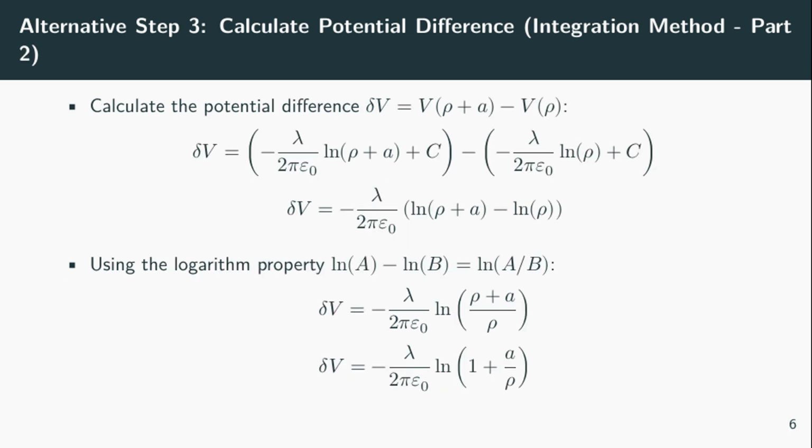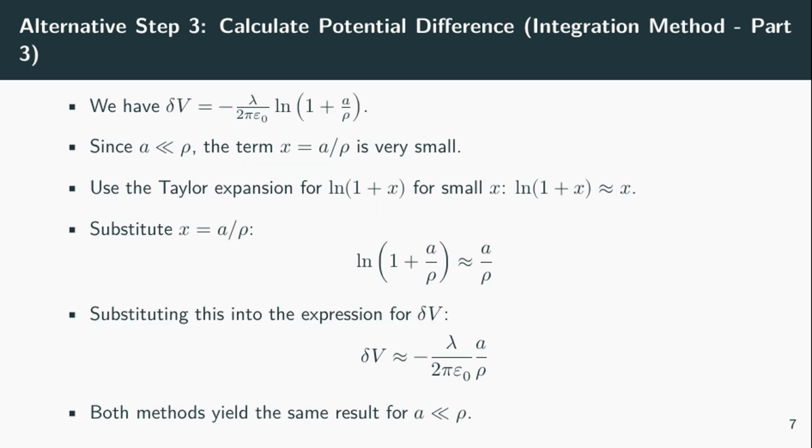Continuing with the integration method, we are calculating the potential difference, delta V, which is V evaluated at 2 different points. We substitute the expression we previously found for V of ρ. Notice that the arbitrary constant c cancels out as expected for a potential difference. This leaves us with the difference of logarithms. Using the property that the difference of logarithms is the logarithm of the quotient, we can simplify the expression. Finally, we express the argument of the logarithm as 1 plus a over rho, giving us the final form for delta V. Now for the third part of the alternative method, we have delta V equals minus lambda over 2 pi epsilon naught times the natural log of 1 plus a over rho.